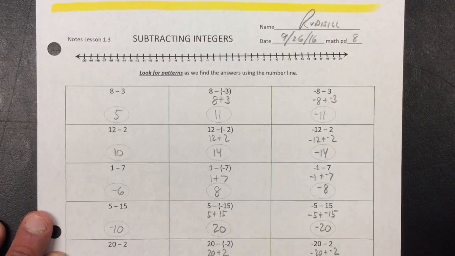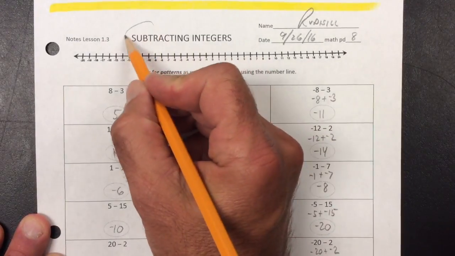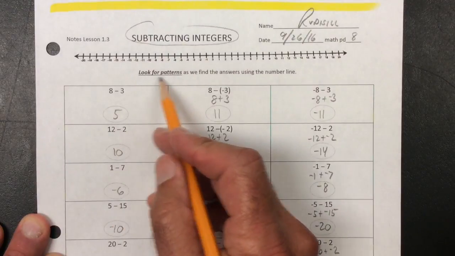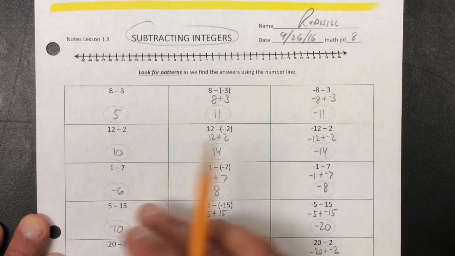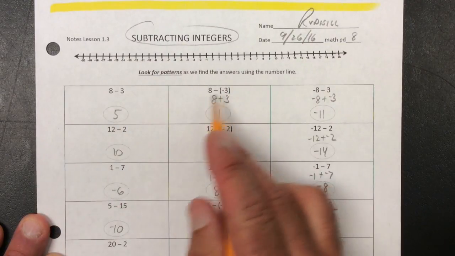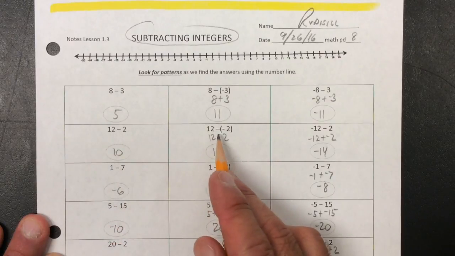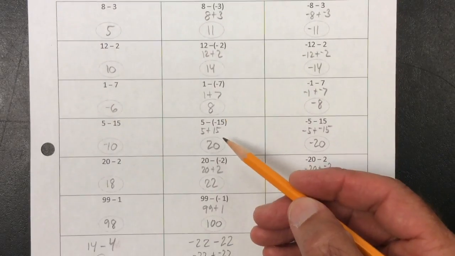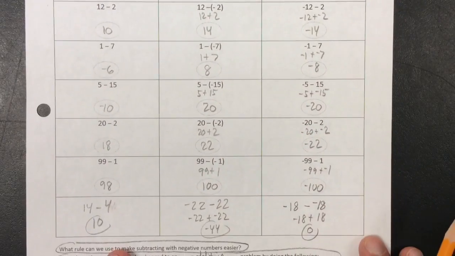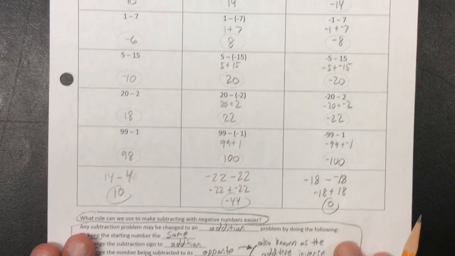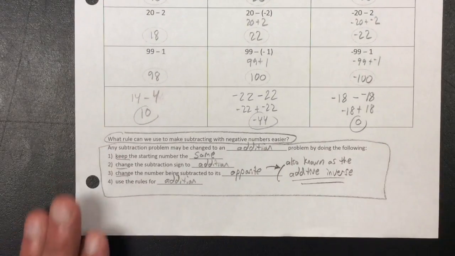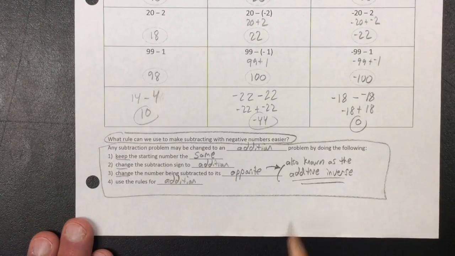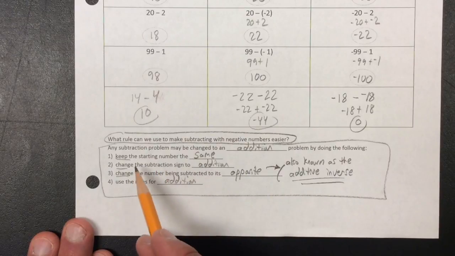So let's review how to subtract integers. If you recall, we used the number line the other day, and we looked for patterns in what would happen when we subtracted numbers. We started out with simple problems like 8 minus 3, then we went to 8 minus negative 3, and we found out that subtraction can be written as addition as long as we add the opposite of the number being subtracted.